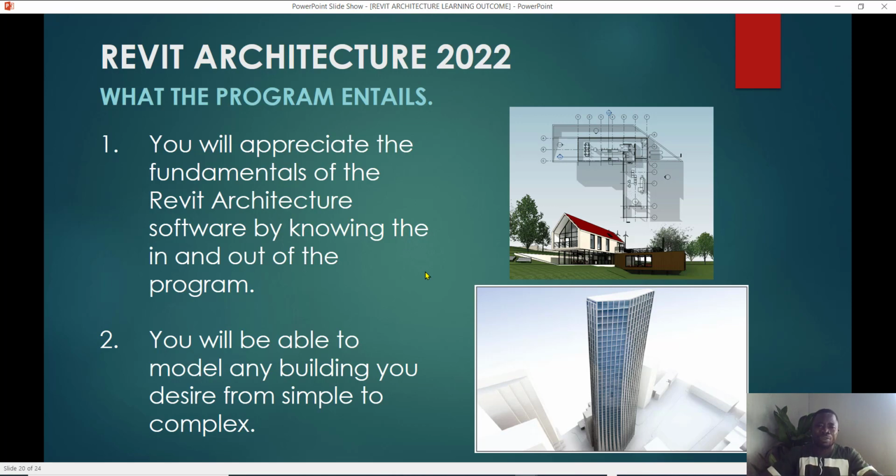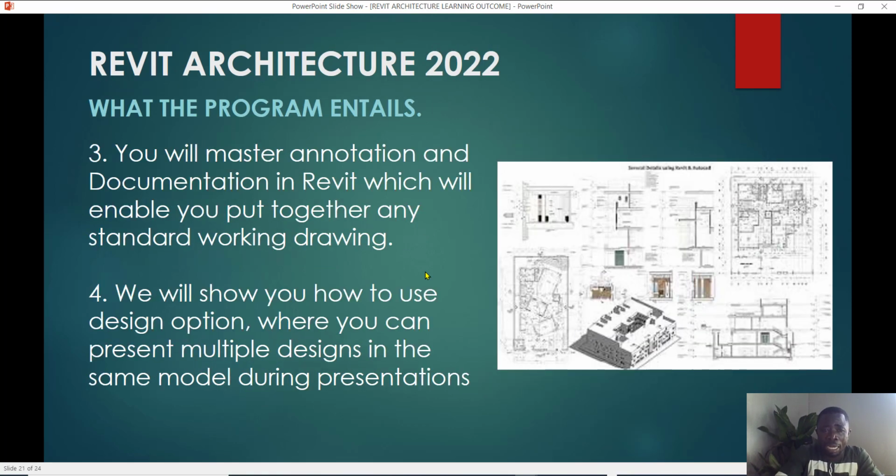We are not only going to teach you the fundamentals, but also going to show you how to model any building you desire, from simple to complex structure. So that will be at the intermediate level. You also master annotations and documentation in Revit, which will enable you to put together any standard working drawings. Look, this is so dear to my heart. A lot of Revit users, the sad thing about it is that when they model their work, they move everything to CAD and go and assign layers and line weights. All these things are in Revit.